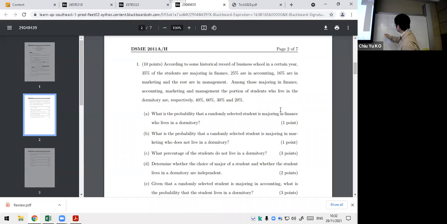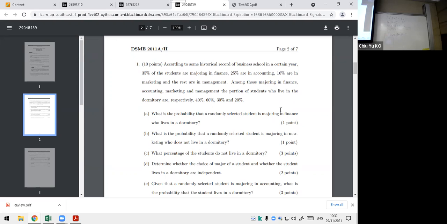I just showed you the first one, I think that would be fine. So this part is: among those in finance, if the dorm share is 40%, you can do the rest the same way. Basically, the question gives you the basic probabilities and tells you the conditional probability of living in a dorm given each major.